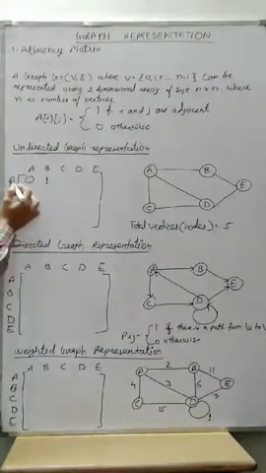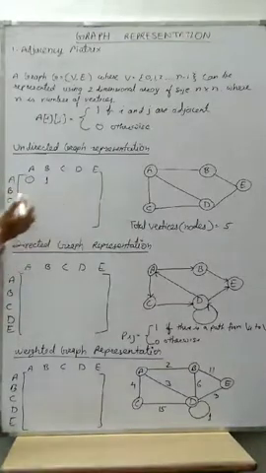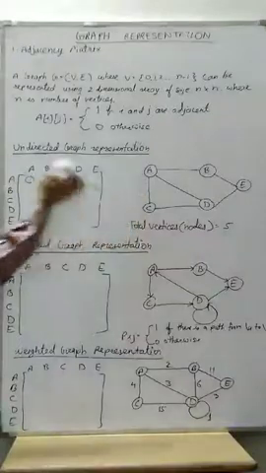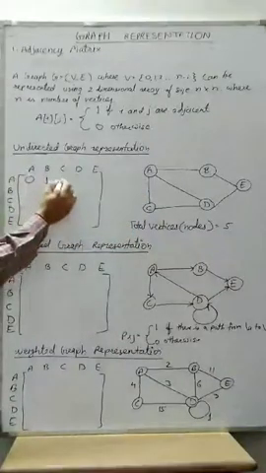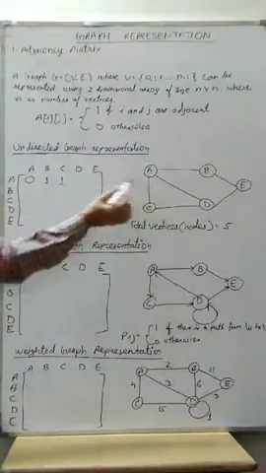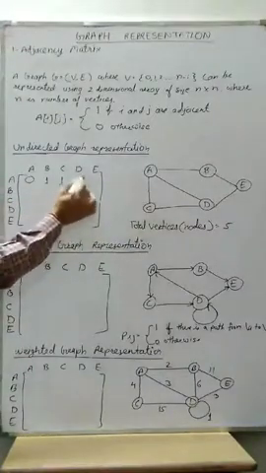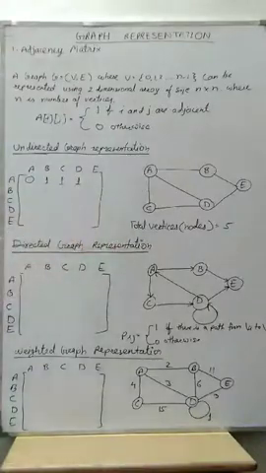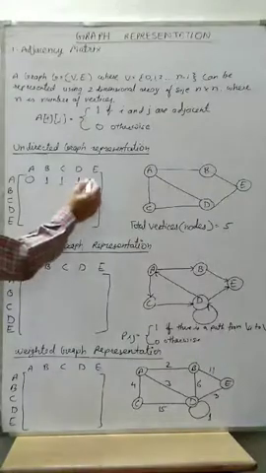Now, is there an edge from A to C? Yes, there is an edge, so put 1 here. Again, A to D, yes. A to E, no. From A to E there is no direct edge, so put 0 here.